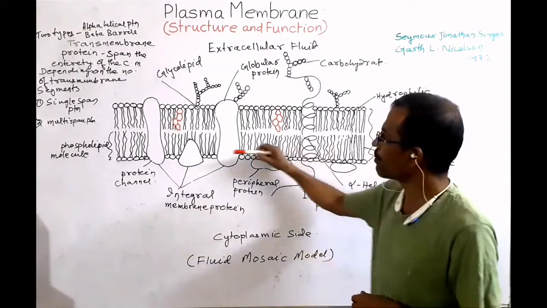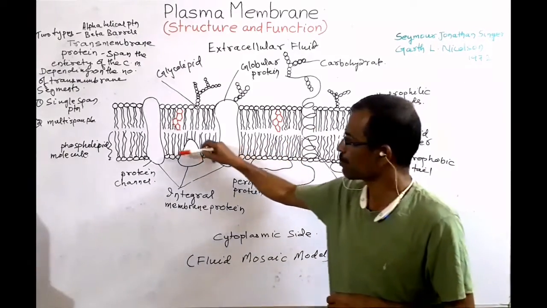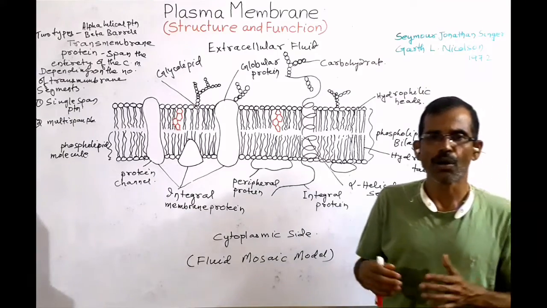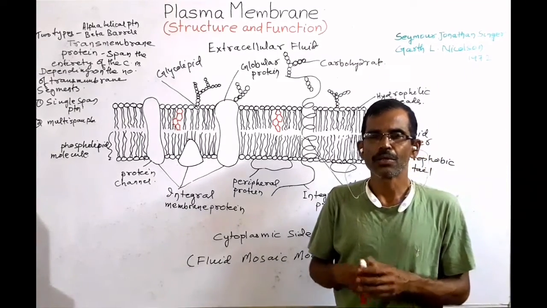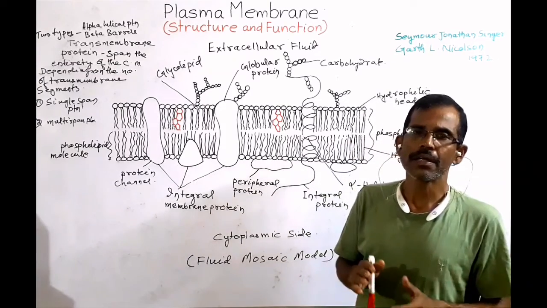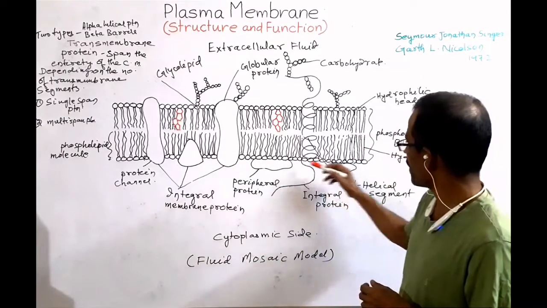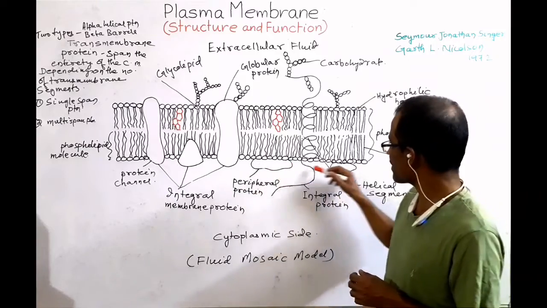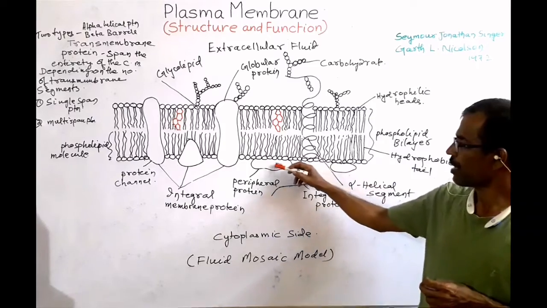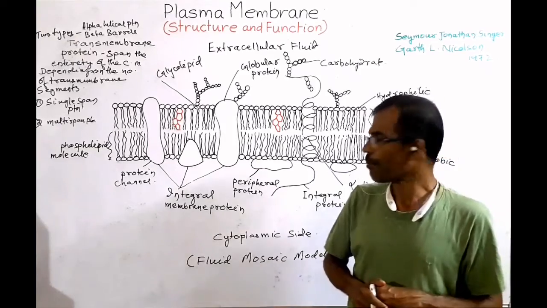And in this lipid bilayer, protein molecules are also embedded. These proteins are divided into two different groups on the basis of their association with the lipid bilayer. They are peripheral membrane protein and integral membrane protein. Peripheral membrane proteins remain associated with the surface of the lipid bilayer. These are the peripheral membrane proteins. They are composed of a large number of hydrophilic amino acids.